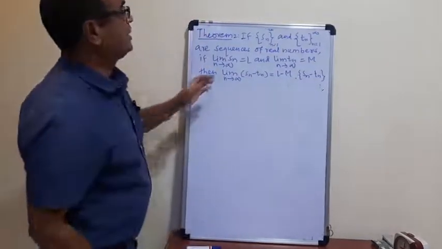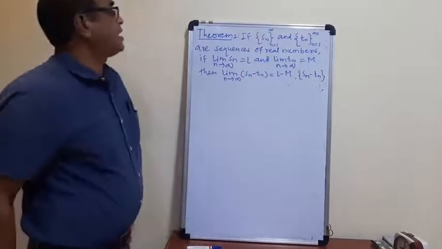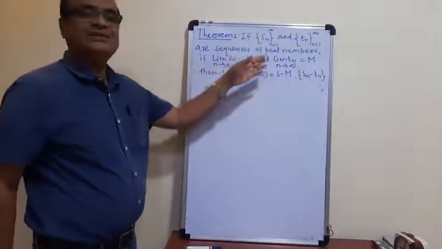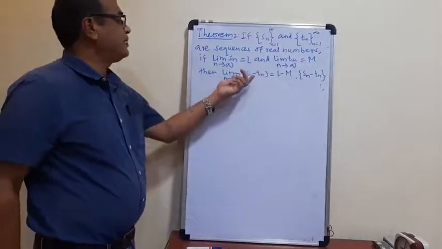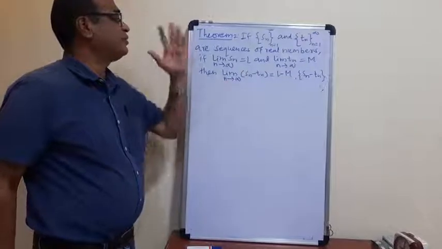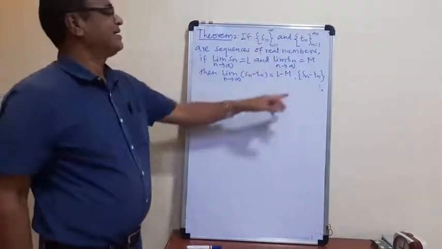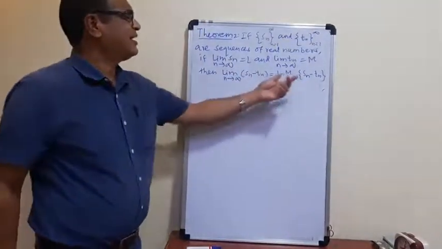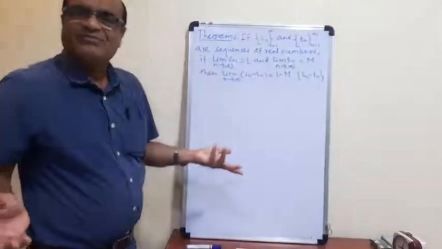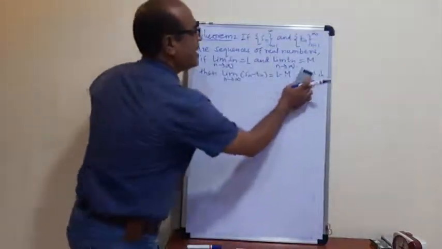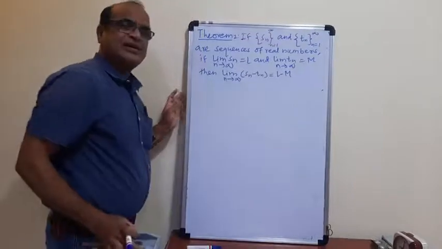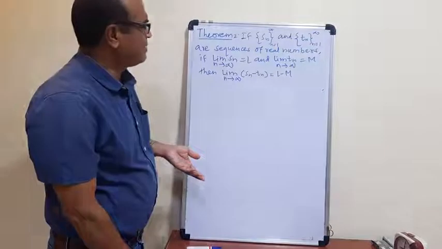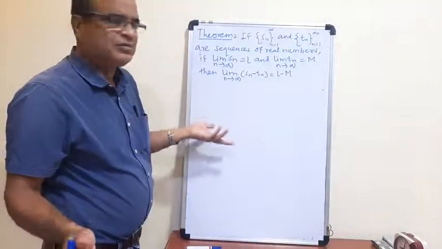So theorem 2 is: Sn and Tn are sequences of real numbers, and if the limit of this is L and the limit of this is M, then prove that the limit of Sn minus Tn as n tends to infinity is equal to L minus M. It means that the sequence is with a minus sign instead of a plus sign, and it converges to L minus M. And you prove that theorem. Because you can do it, there is no reason to repeat what was done before. The proof is very simple. You prove that theorem here.